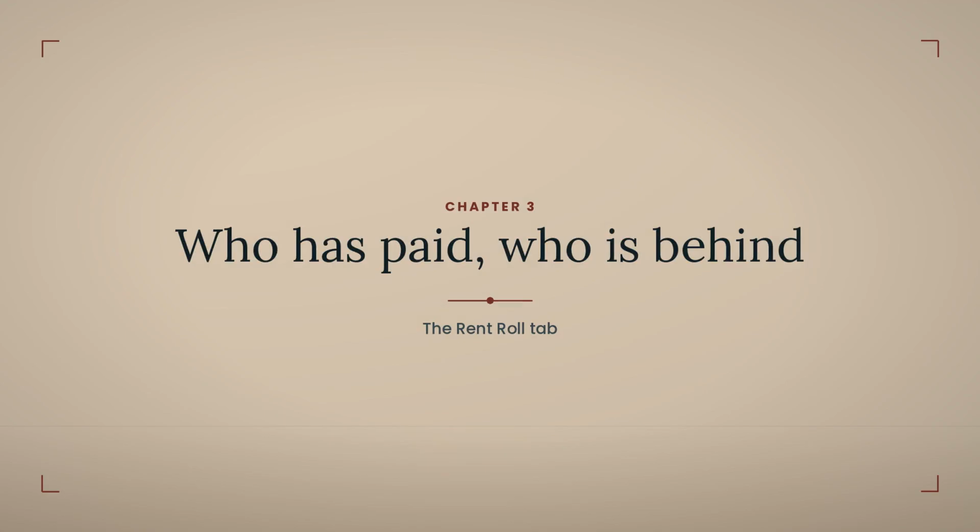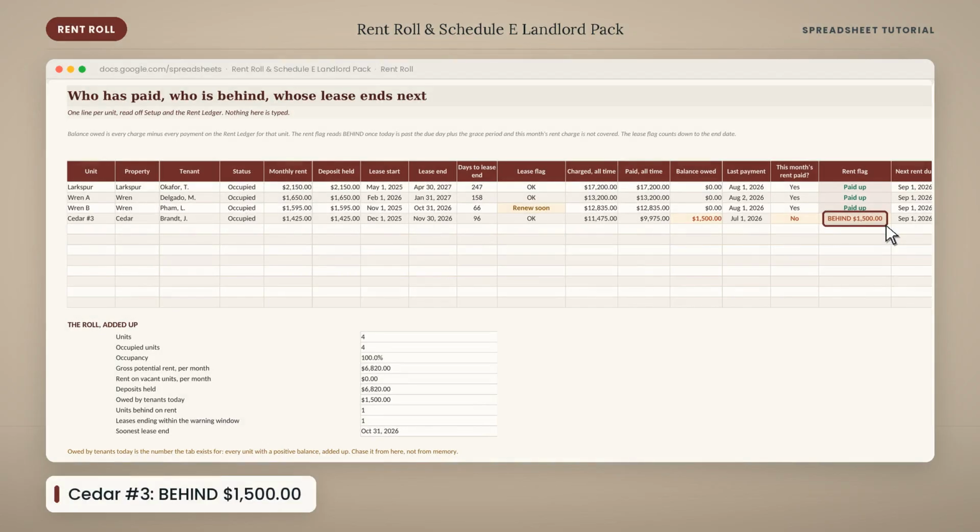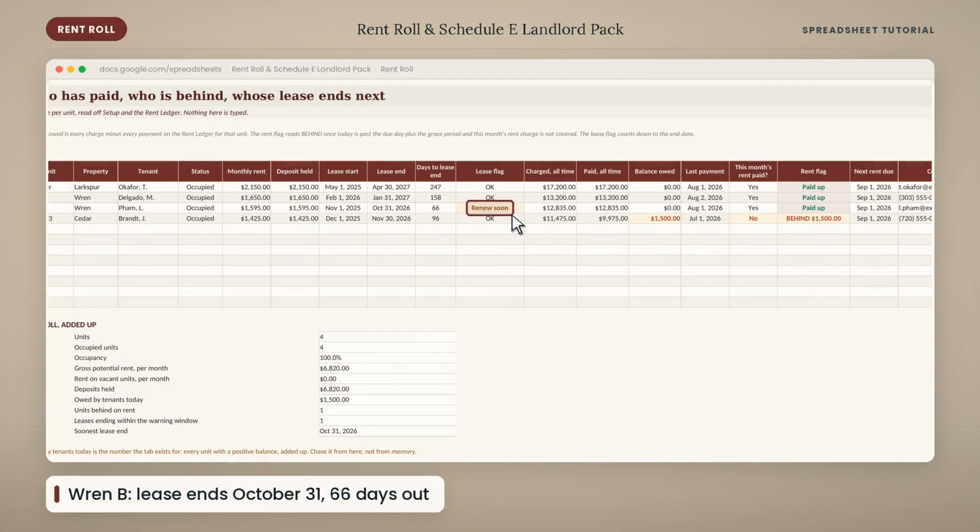Chapter 3. Who has paid? Who is behind? The rent roll is 1 line per unit, and nothing here is typed. Charged minus paid is the balance owed. Cedar number 3 is behind by $1,500. August rent of $1,425 plus the $75 late fee. The lease flag counts down too. Renewal begins on October 31st, 66 days out, so it reads renew soon. Inside 30 days it turns red.